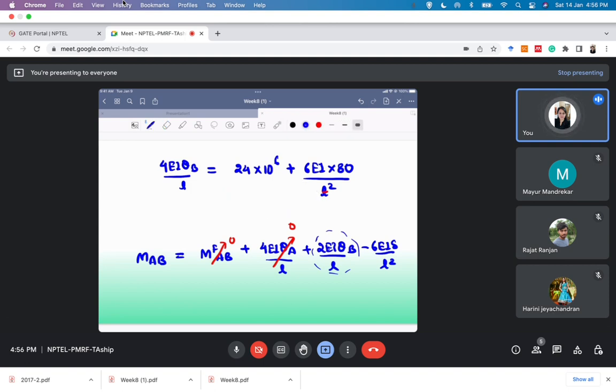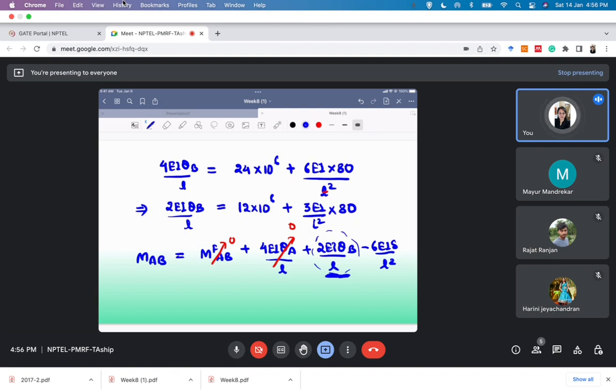So here, instead of finding out the value of theta B, just find out the value of 2 EI theta B, because in this MAB equation, we need this value, right? So 2 EI theta B by L would be equal to, I'm just dividing the whole equation by 2, 12 into 10 to the power 6 plus 3 EI by L square into 80. Okay, now I know the value of 2 EI theta B by L. I can simply put the value here and I can find the value of MAB.